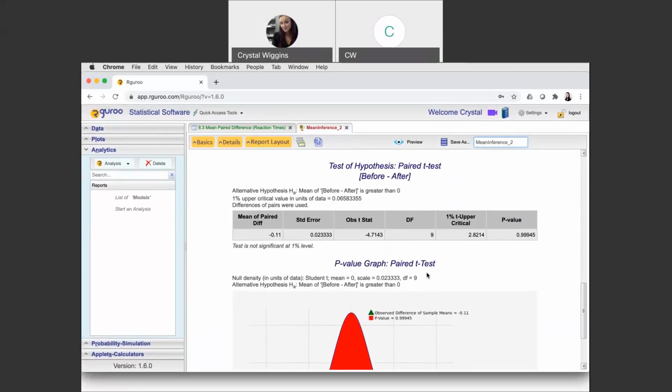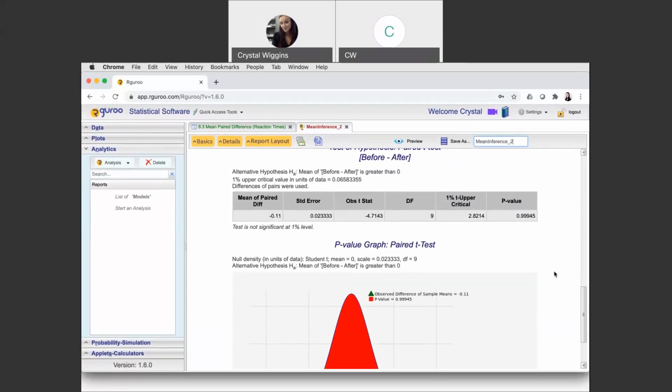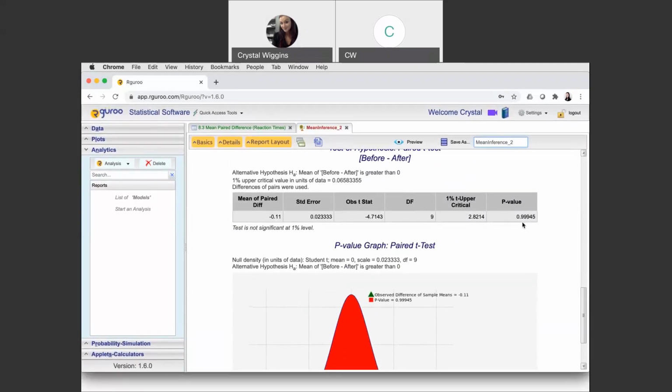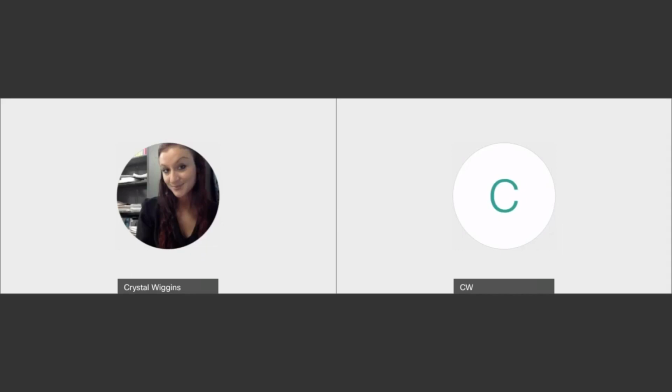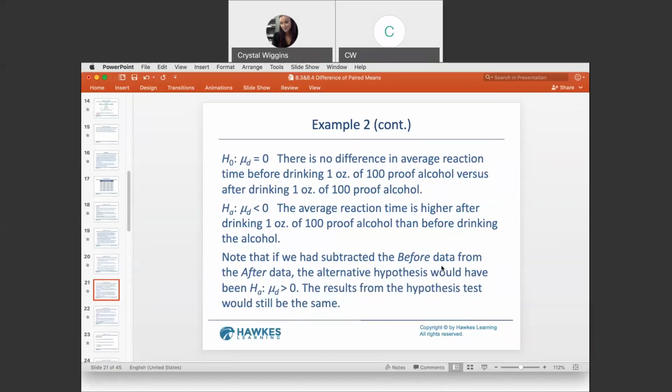Now, testing the hypothesis paired t-test before and after, our p-value is strong, 0.99945. So with that large of a p-value, we definitely would be failing to reject the null hypothesis and stating that there's no statistical significance between before and after a 100 proof shot of alcohol. Which makes sense. Although one shot of 100 proof, you'll feel that when you take that, you'll be on fire. It shouldn't affect your reaction time with just one shot, unless you're a lightweight and you have not been drinking very much in a very long time, or ever.